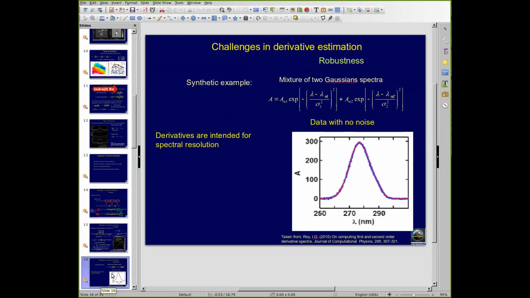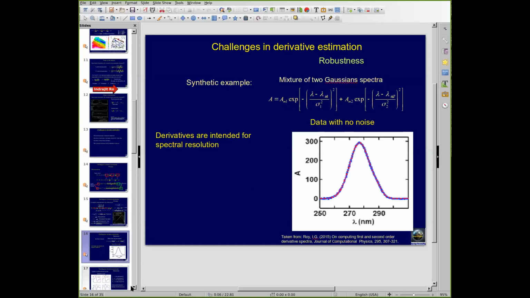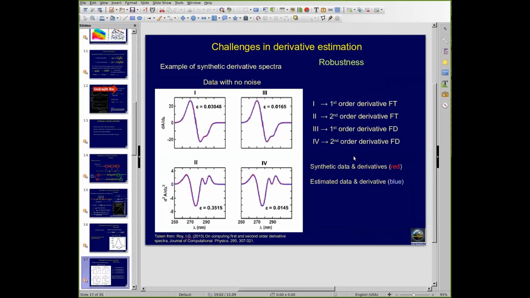What we find is that this bell-shaped curve that we had seen is actually made of two components, right? Two spectral components, but very difficult to resolve. And for that, we need derivatives for spectral resolution. Here is the spectral resolution that has been checked.